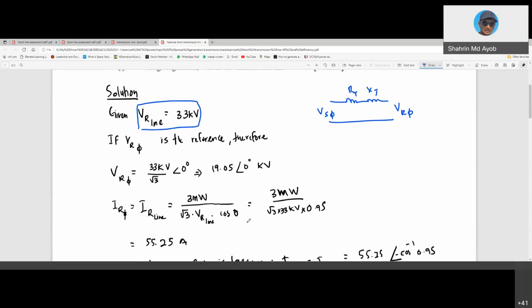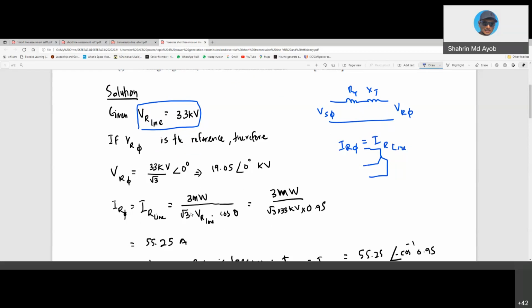Next is actually to get the current. Oh, I forgot to mention in the previous example, since the load is actually a Y connection load, meaning that your I_R phase is actually your I_R line. Okay, so that's why you don't need to do any conversion.